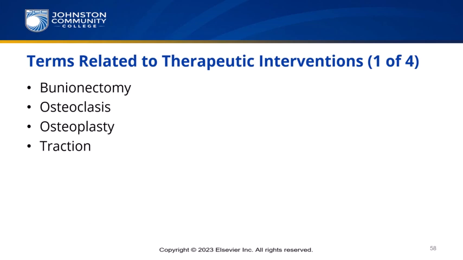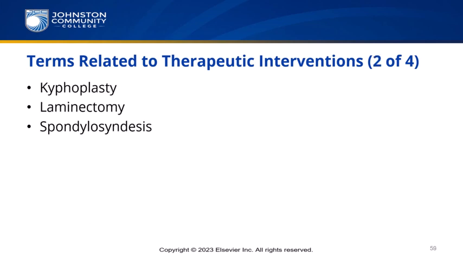Then we have osteoplasty, which is surgical repair of a bone. Remember, plasty is our suffix for surgical repair. Then finally we have traction. This is the process of pulling a body part into correct alignment, as in the correction of a dislocation.